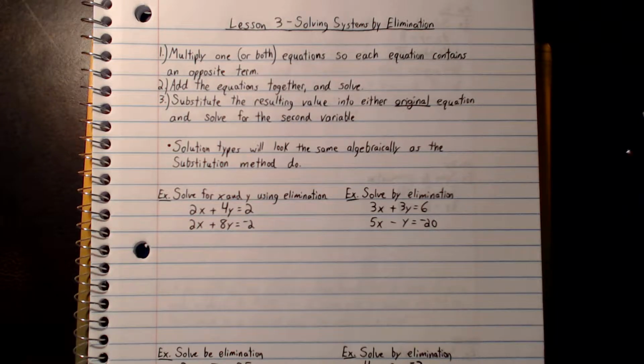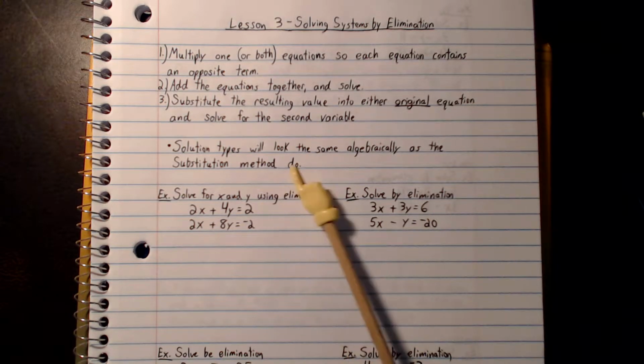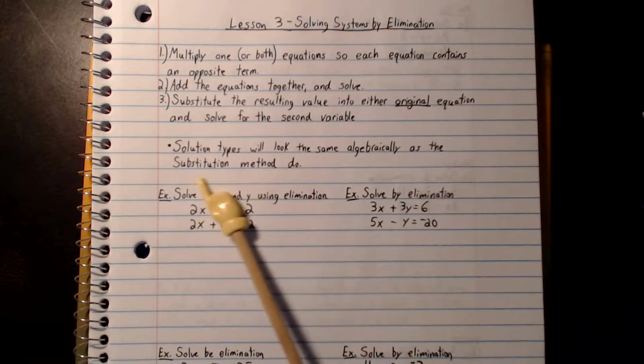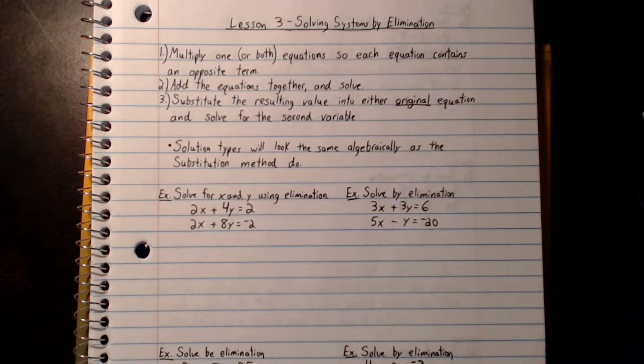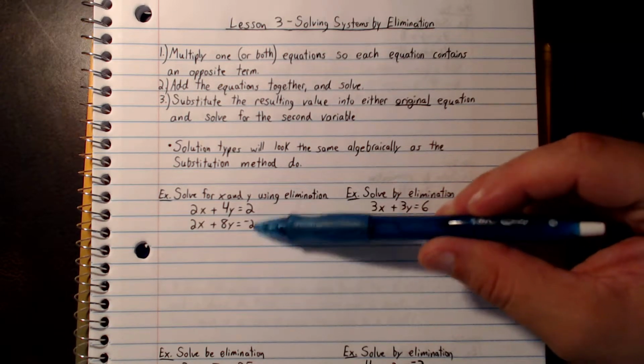Okay? Again, your solution types will look the same algebraically as they did with the substitution method. Right? So if you have a false statement, something like 6 equals negative 2, that would be no solutions. If you get a true statement with no variables, like 3 equals 3, that's infinite. Okay, but we're hoping to find solution sets. So let's look at this first example.